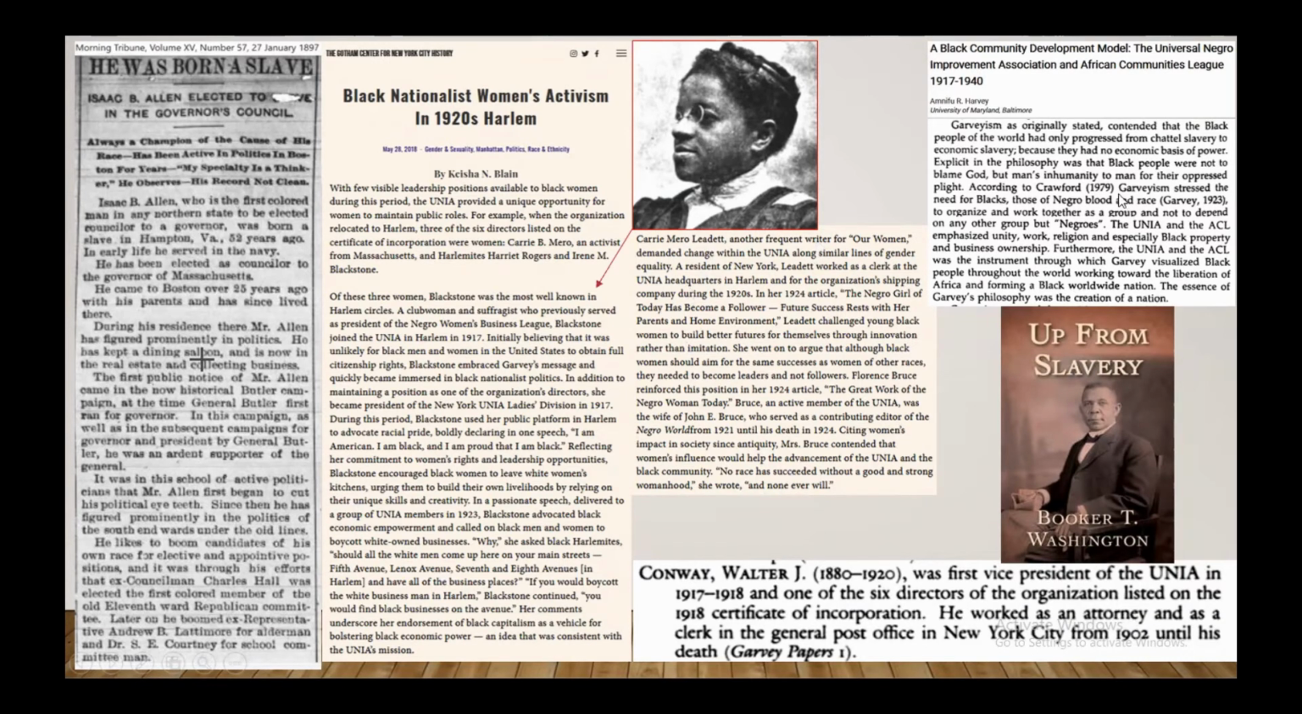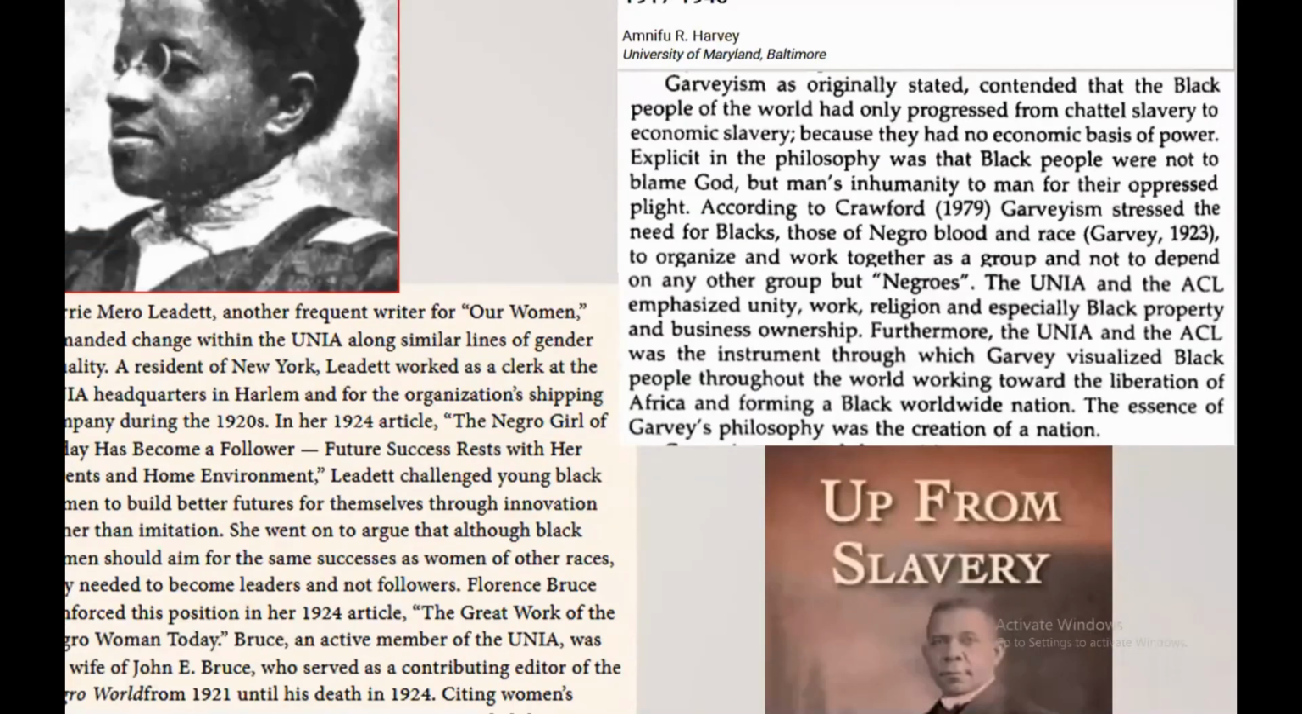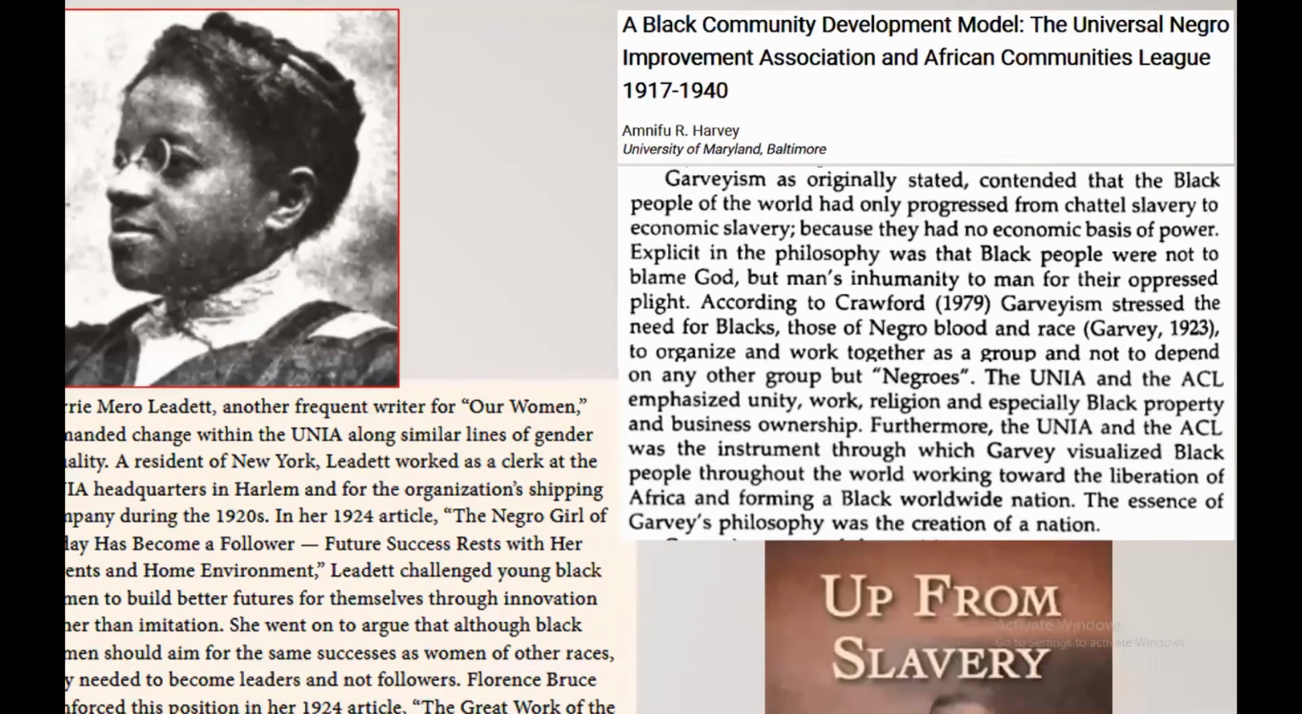Over here to the right, well, no, all the way at the bottom, you see Walter Conway. All right, he was the first vice president. And moving over here, we see Black people of the world had only progressed from chattel slavery to economic slavery. Okay, that was the position from back then, this position now. And any slavery should be recompensated. Okay, to use the word from the Empress.